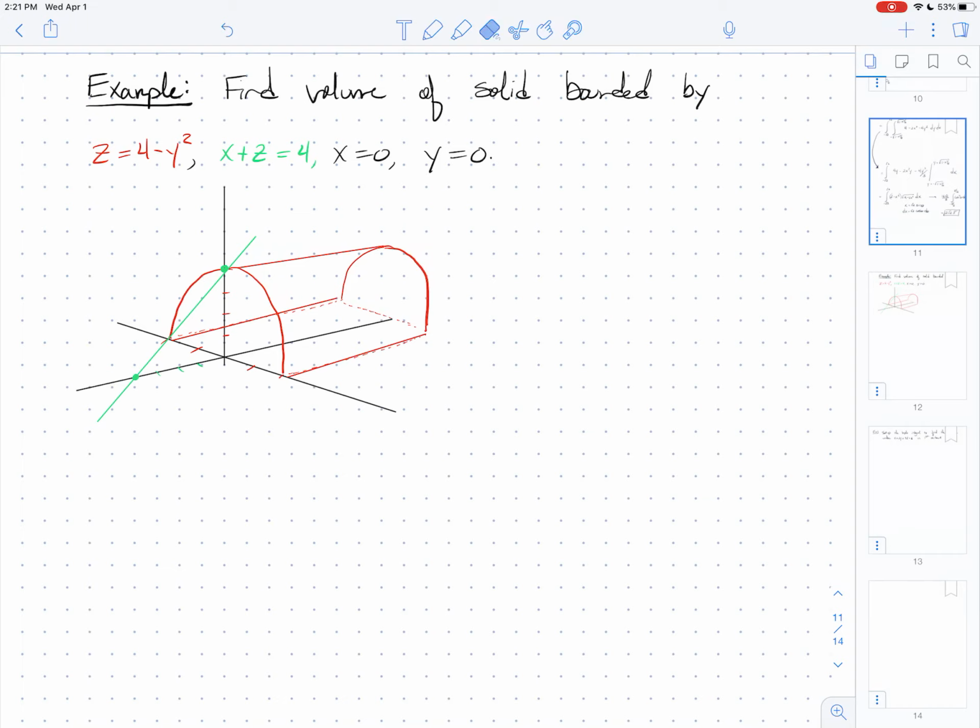Oops, I actually have a mistake here. I said y equals 0. I meant z equals 0. Okay, so z equals 0, that's going to be our floor since the other things are above that.